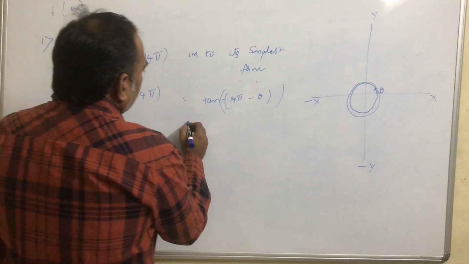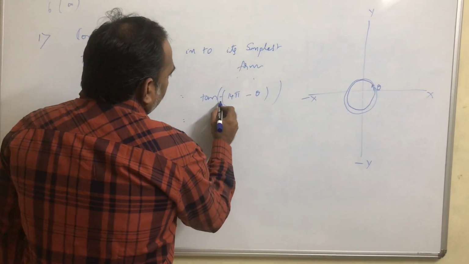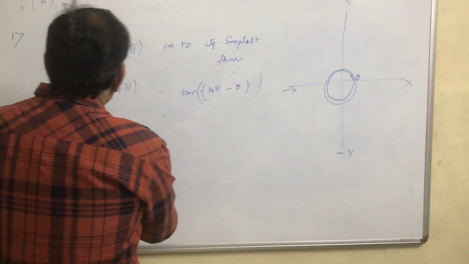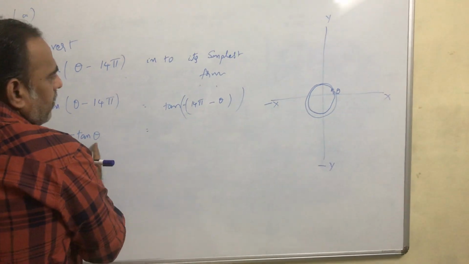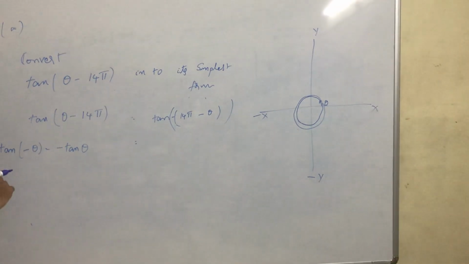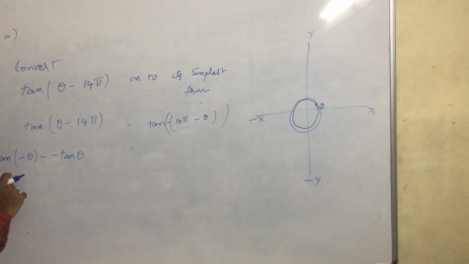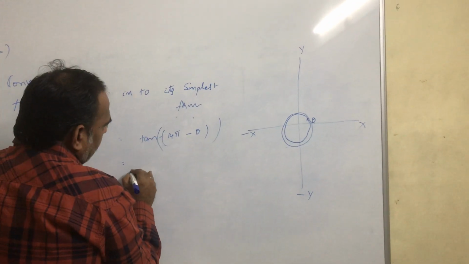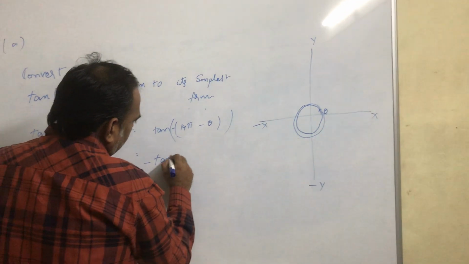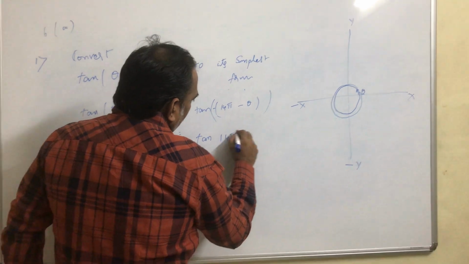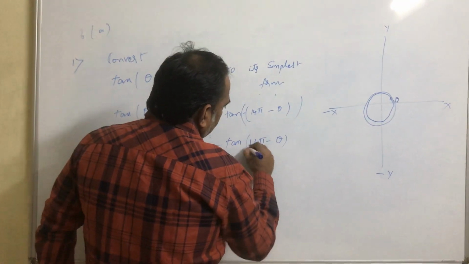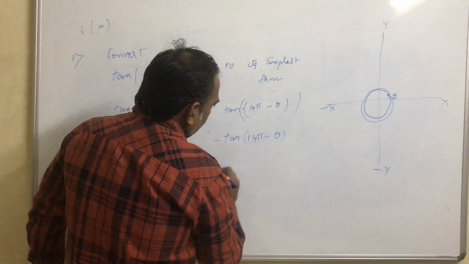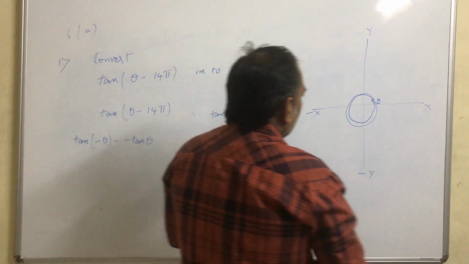Okay? Now this is in the form of tan minus theta. Tan minus theta equal to minus tan theta. This is the equation. As per this equation, this can be written as minus tan 14 pi minus theta, right? Minus. Now come to this coordinate system.